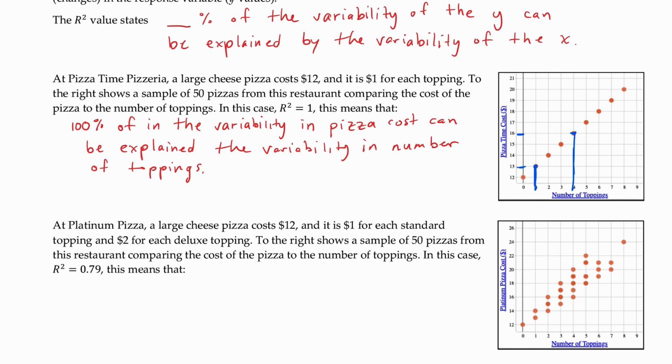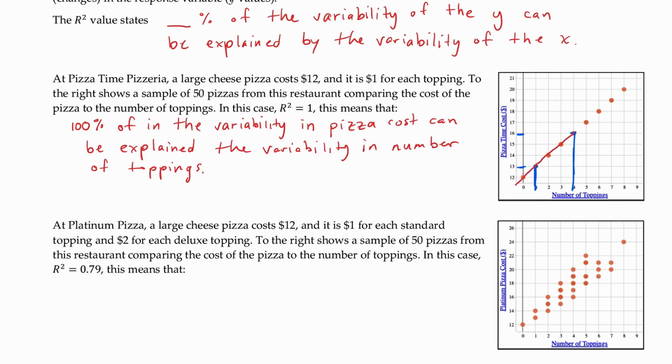So I did the same thing. I stood outside of Platinum Pizza. People came out. I said, all right, what is your cost of your pizza? They tell me. I said, how many toppings did you get? I did not ask them what types. I just said, how many toppings? And I jotted this down, and 50 different customers came out. I got all this data. Here's the scatter plot that's associated with that.